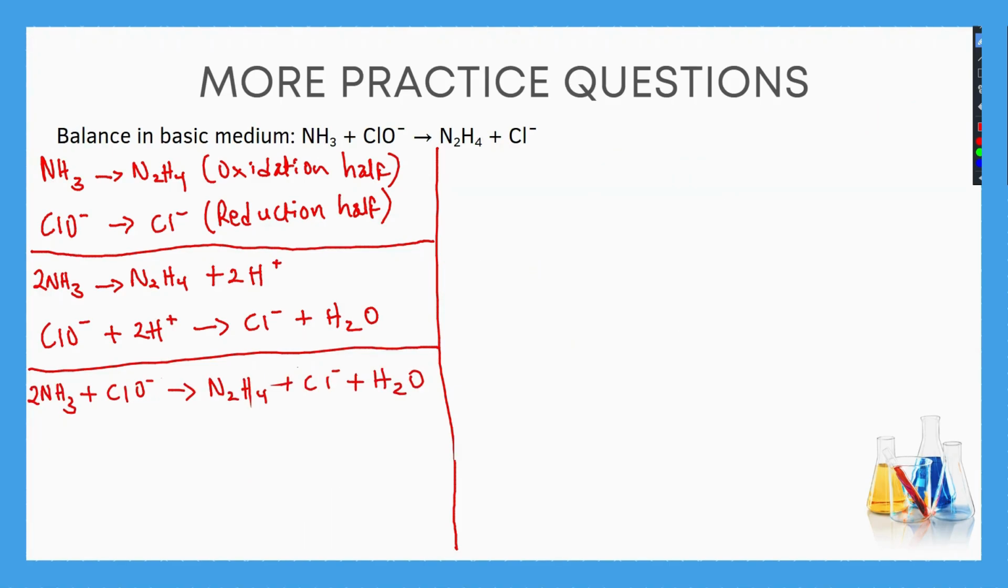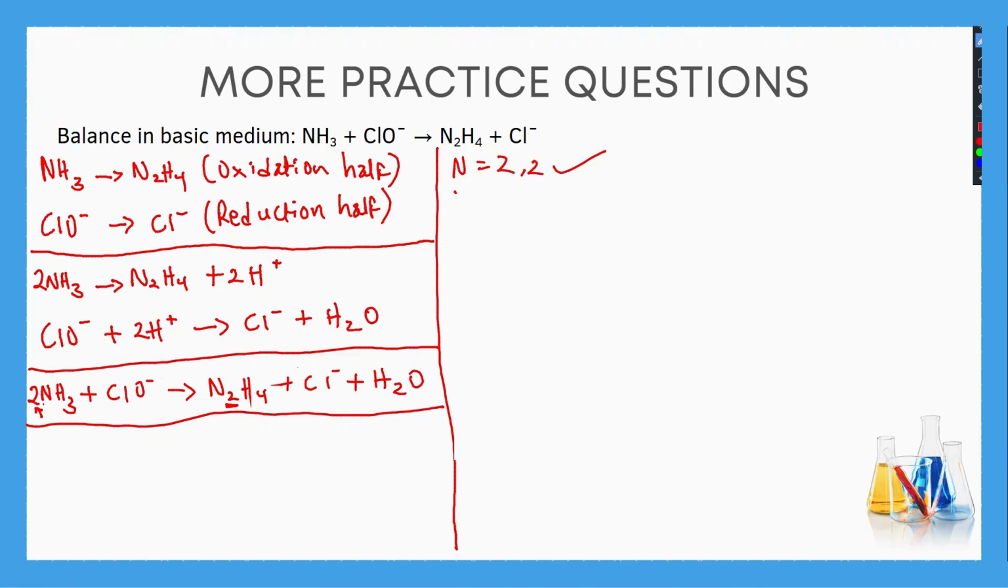Now that we have our final equation, let's do a final subsidiary check. We need to check if all the atoms on both sides are equal and if the charges are equal as well. For the first element, we have nitrogen. On the left-hand side, how many atoms of nitrogen do we have? We have 2 because of this coefficient of 2 over here. On the right-hand side, we also have 2. So 2, 2 makes nitrogen balanced.